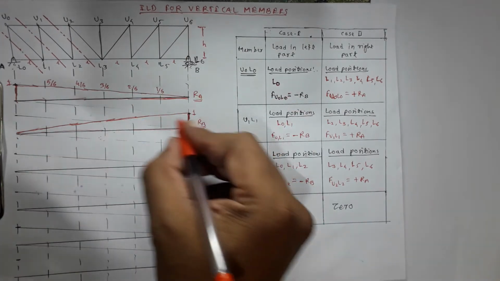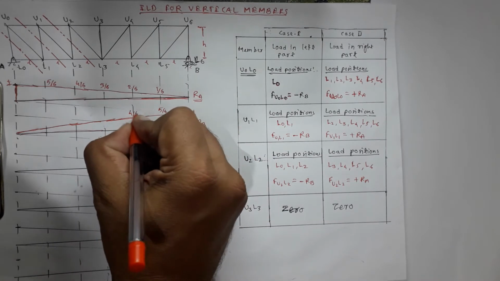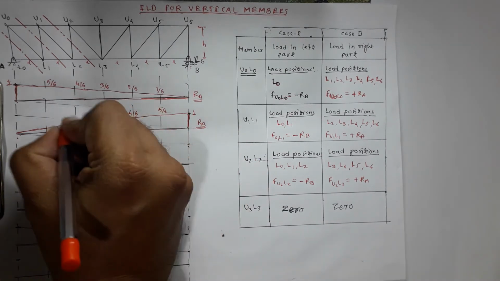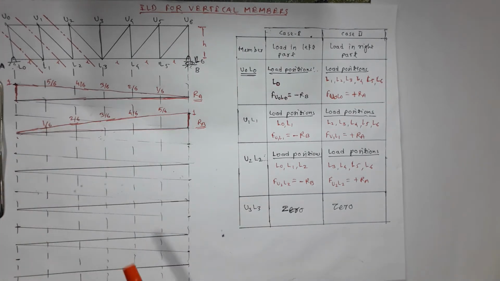Now for ILD for RB, it is 5 by 6. This is 4 by 6. This is 3 by 6. It is 2 by 6 and this one is 1 by 6. So remember, in order to get the ILD for vertical members, draw the ILD for reactions. See, it is a simple method which I am going to discuss. So don't quit in between. Watch this video till the end and you will be benefited because it is the simplest method.